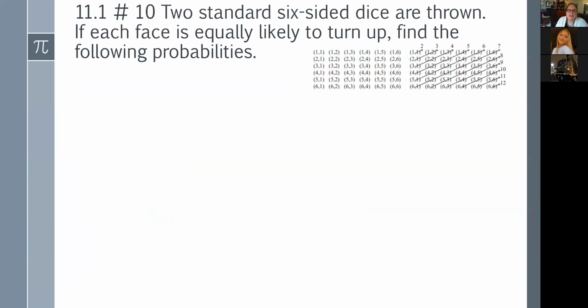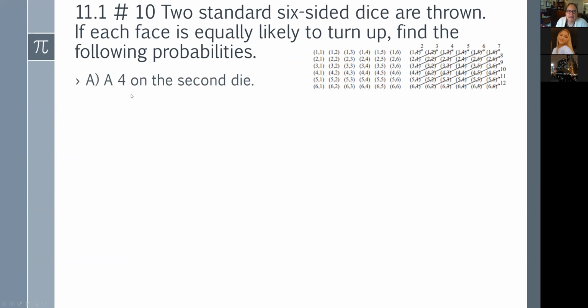Problem number 10 says 2 standard 6-sided dice are thrown. If each face is equally likely to turn up, find the following probabilities. I grabbed this table right out of your textbook, and it just shows the different possibilities. So you could get a 1 both times, or a 1 the first time and a 2 the second time, etc. And the second part shows you what you get if you add the two numbers together.